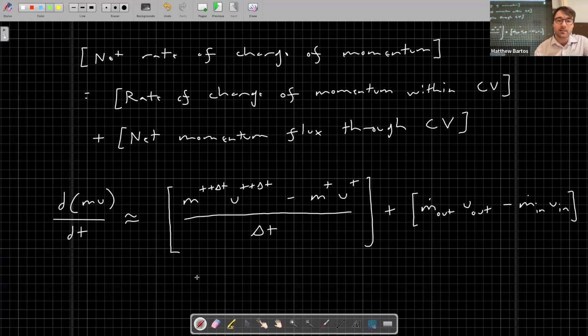And remember that our mass here is equal to the density times the volume, which is equal to the density times the cross-sectional area times the length delta x. And similarly, just like before, we have that the mass flow rate is equal to the density times the volumetric flow rate.